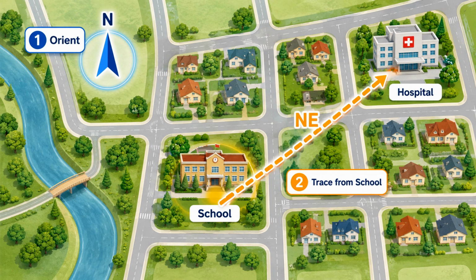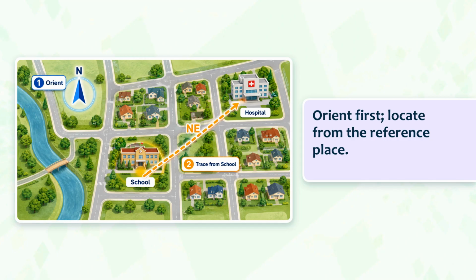First, understand the north arrow, then use the place named after from as the center of your thinking. Trace from the school to the hospital. Because the line falls between north and east, northeast is the precise answer. The two-step method keeps the answer precise. Orient first, locate from the reference place. This prevents page position from replacing true direction.